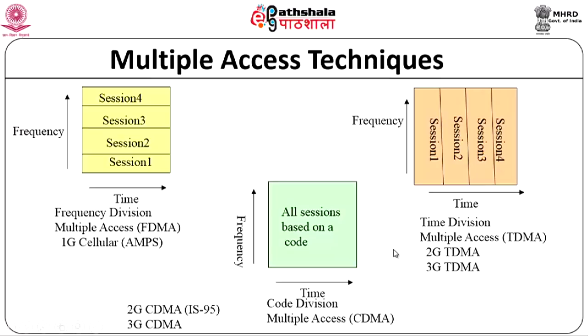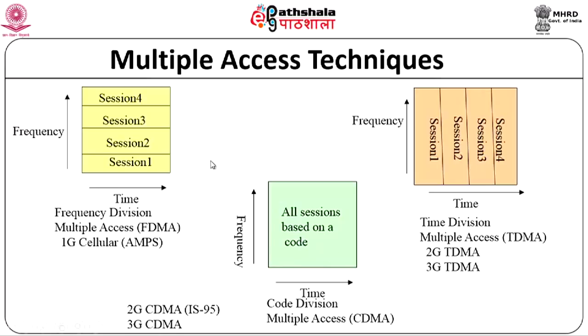Then we have what is called CDMA, which is code division multiple access. In CDMA, all sessions can use all the frequencies all the time. All sessions share the frequency and the time domain that is available, but they use different codes. Because they use different codes, they are able to effectively share the channel without any interference. So, you need to understand how that happens.